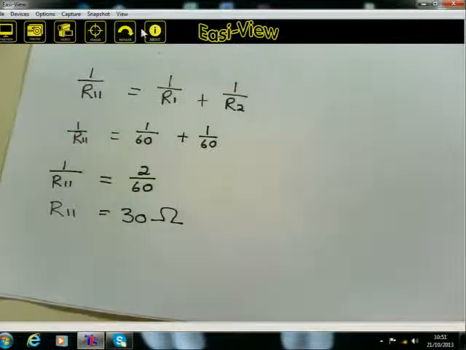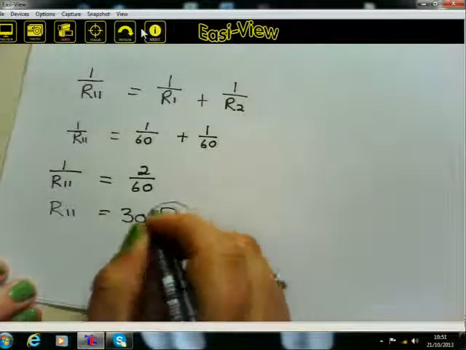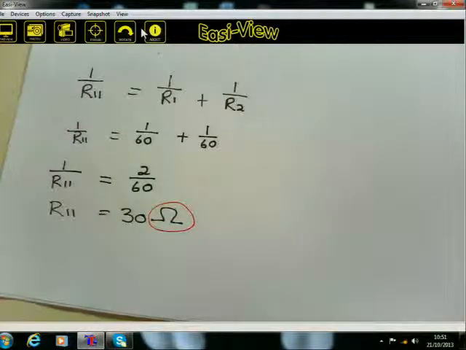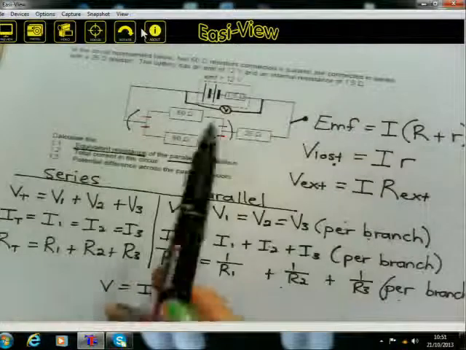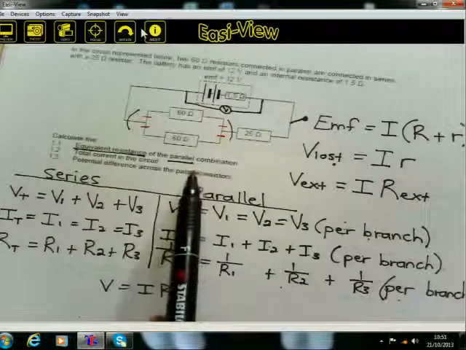Please, very important, students forget often, put the unit. Resistance is measured in ohms. Alright, so that is how we calculate number 1, the equivalent resistance of the parallel combination.